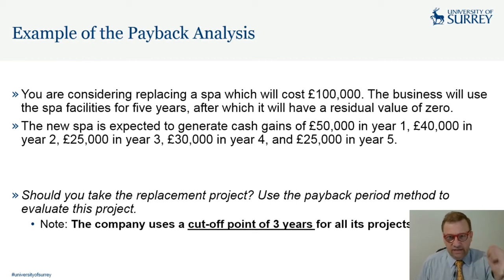The cash gains are 50,000 in the first year, 40,000 in the second year, 25 in year 3, 30 in year 4, 25 in year 5. Please write down now on a piece of paper or in your notes: 100,000 as year 0, and year 1 50, year 2 40, year 3 25, year 4 30, year 5 25. I hope you have written this, and we should use the payback method for this project, with a cutoff point of 3 years. So please make a quick calculation right now. Should we accept the project or not, and on what basis? Please, take several seconds to calculate.